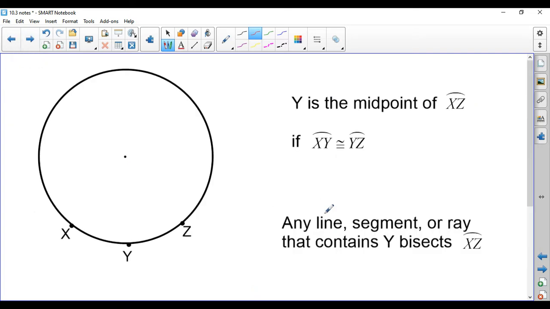We can also have a midpoint of an arc. Y is the midpoint of arc XZ if arc XY is congruent to arc YZ. If these two arcs have equal measures and are on the same circle, so they are congruent arcs, then Y is called the midpoint of arc XZ. Any line, segment, or ray that contains point Y bisects the arc, just like any line, ray, segment, or plane that contains the midpoint is the bisector of the segment.